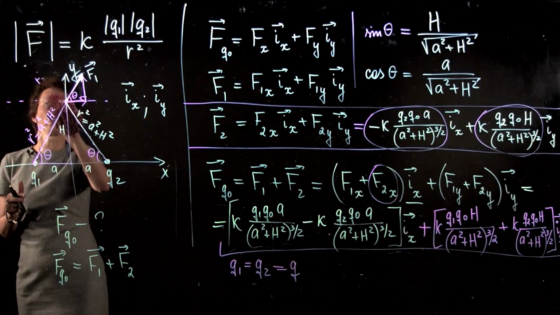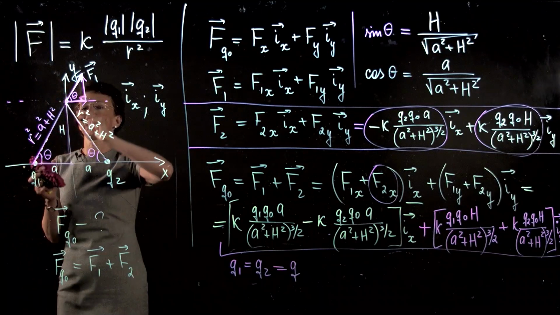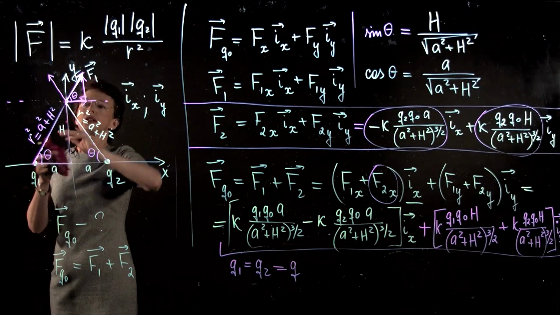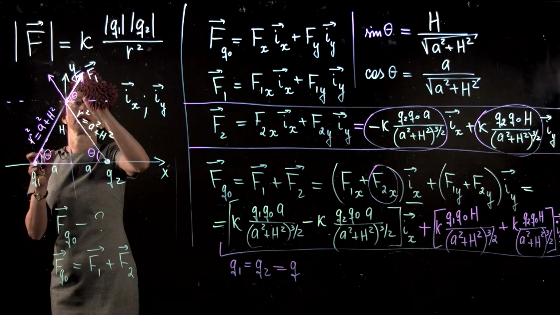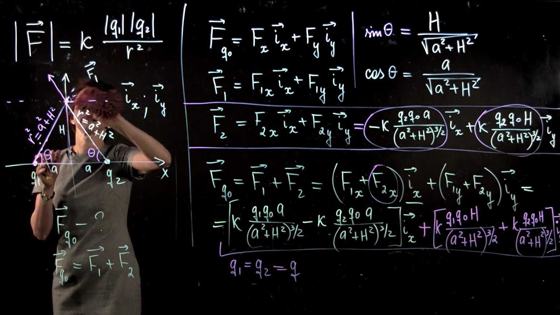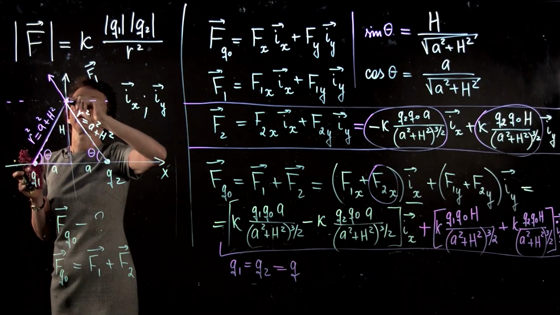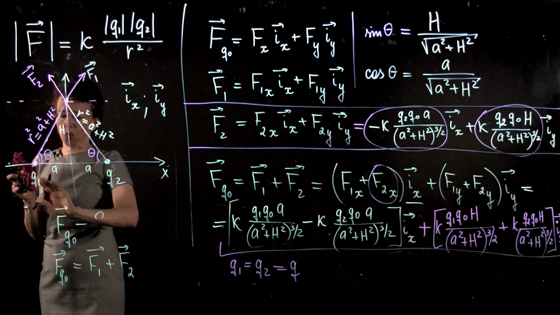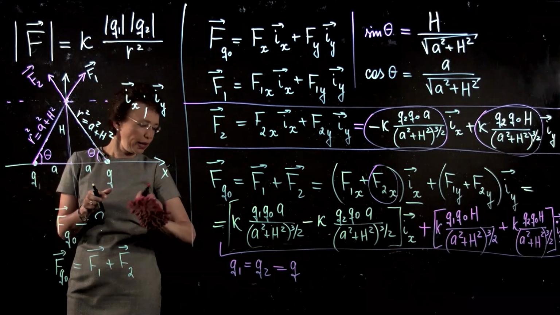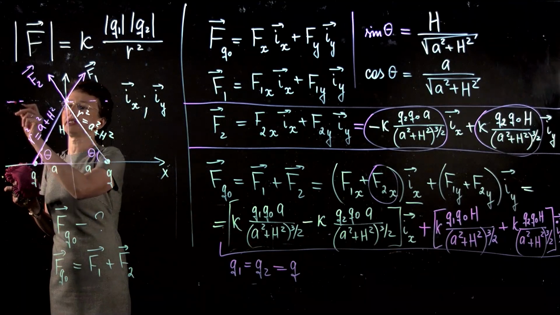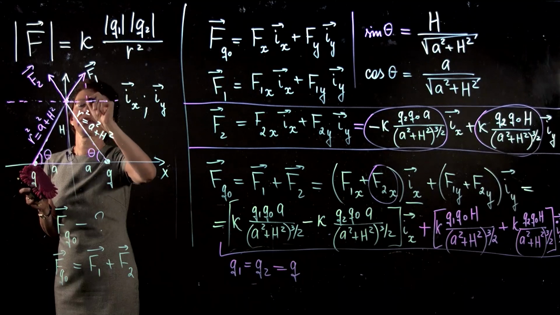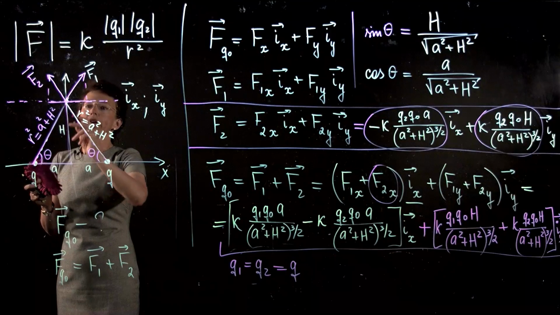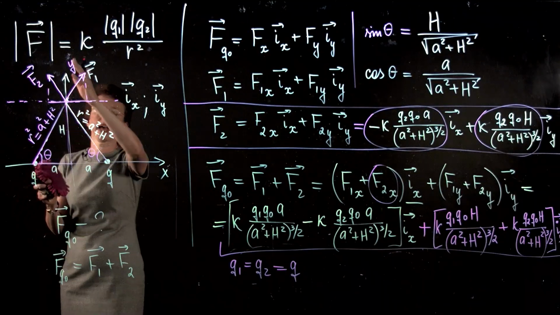Actually, I will redraw it, because now we understand that the length of these two vectors will be equal to each other. Let me erase components and leave just the vectors. This is F1, this is F2. Q1 is equal to Q2 and is equal to Q now. Do you see that x components cancel each other? So the x components of these two vectors will cancel each other, and we will have just y components.